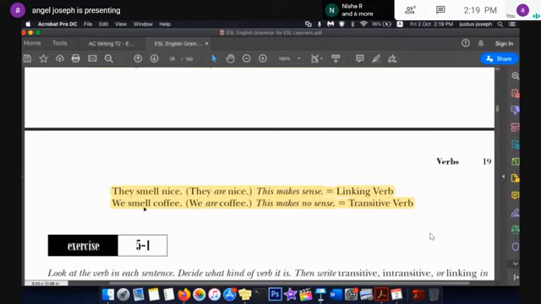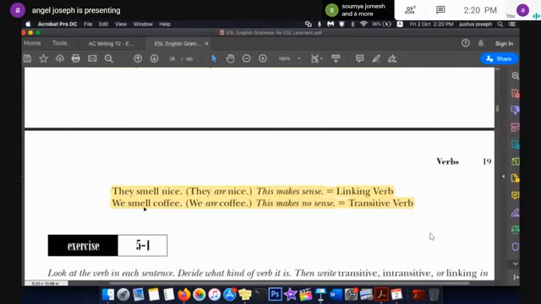This word smell here is used as a transitive verb, not a linking verb. So that's the difference between the three types of verbs that we have discussed: transitive verb, intransitive verb, and linking verb. So transitive verb, a quick recap: transitive verbs have a direct object.